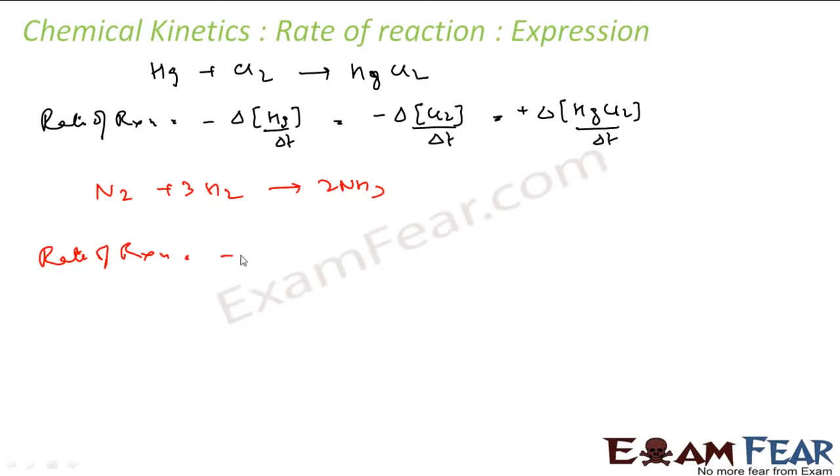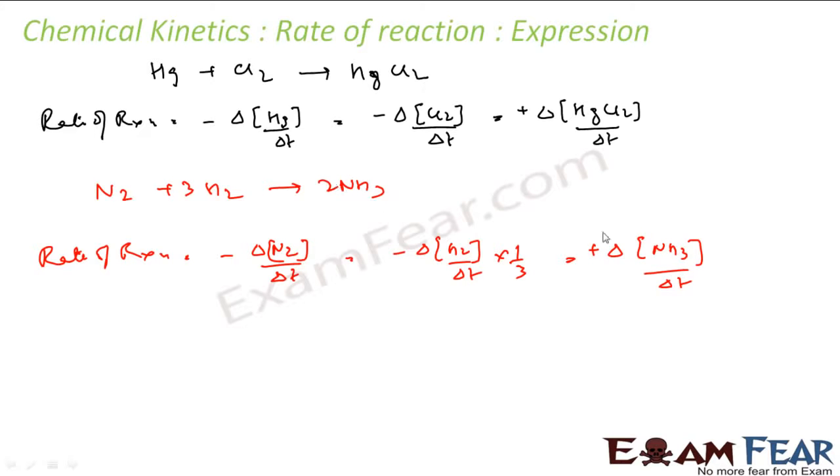it is nothing but minus of change in concentration of N2 with respect to time, minus of change of concentration of H2 with respect to time. Here there is 3, so I'll divide it by 3. Or plus of change of concentration of NH3 with respect to time. Here you have 2, so I'll divide it by 2. Here it was 1, so dividing by 1 doesn't make any difference, so nothing is there.